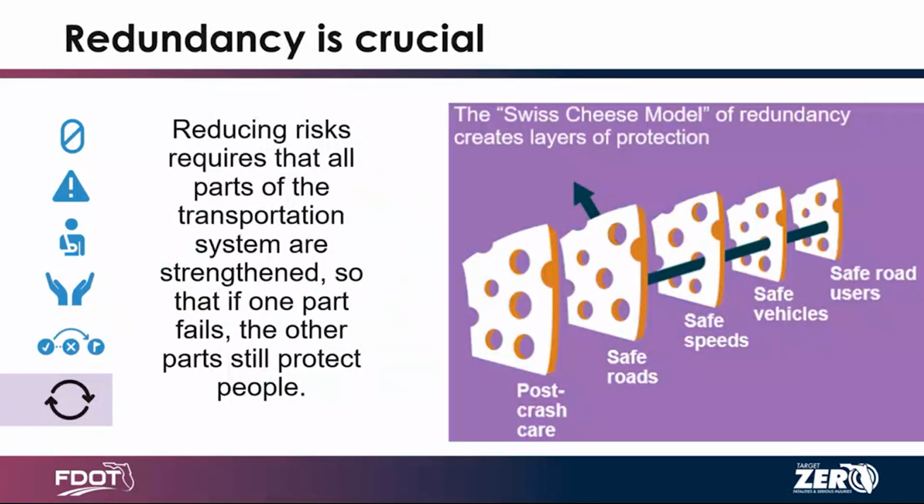And then the sixth principle is that redundancy is crucial. So we mentioned this a couple times last week as well, but when you have 5 layers of protection, in this case, safe road users, safe vehicles, safe speeds, safe roads, and post-crash care, those are all layers that allow, if one of those layers fails, the others still cover, and you don't have a fatality or serious injury occurring every time you have a crash if these things are in place.